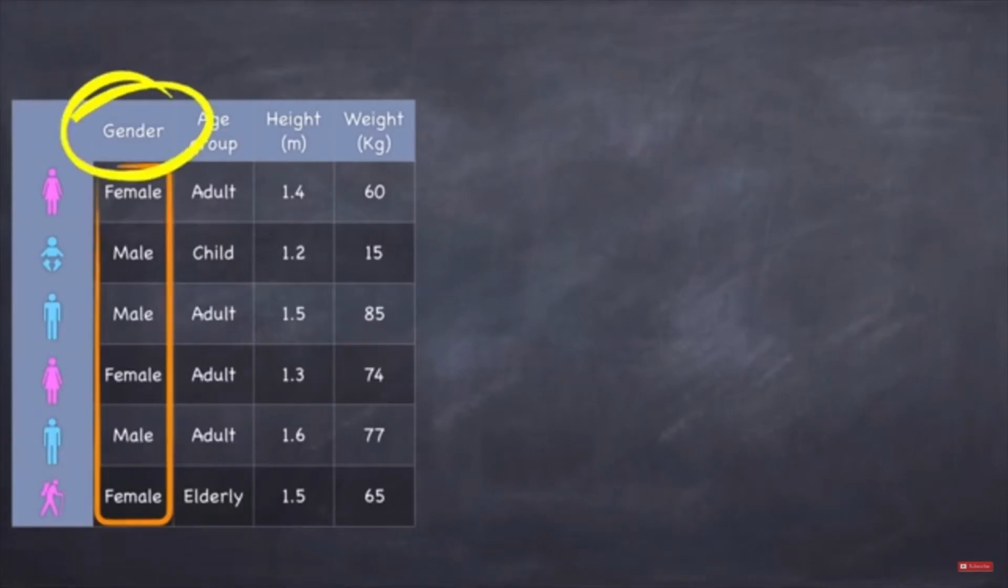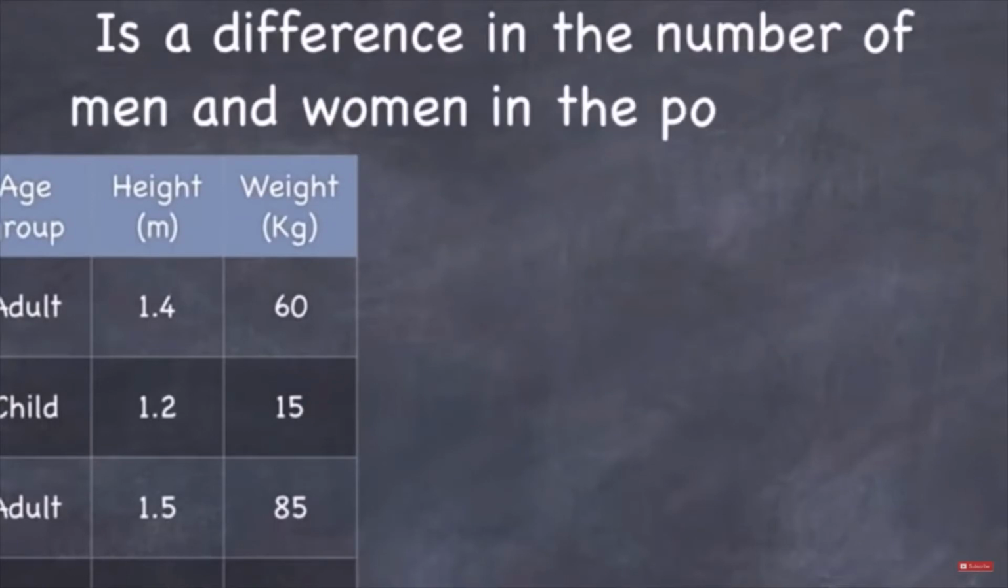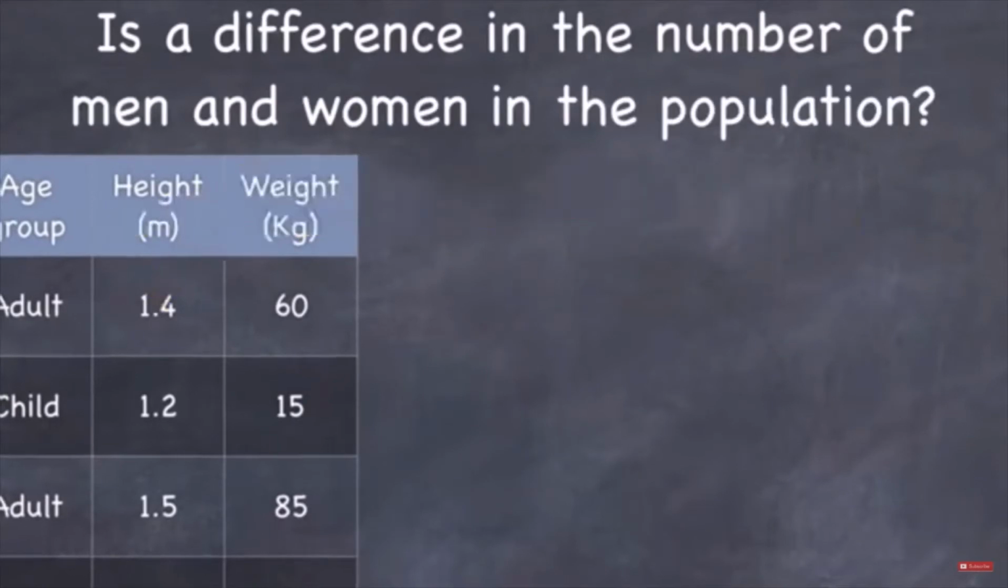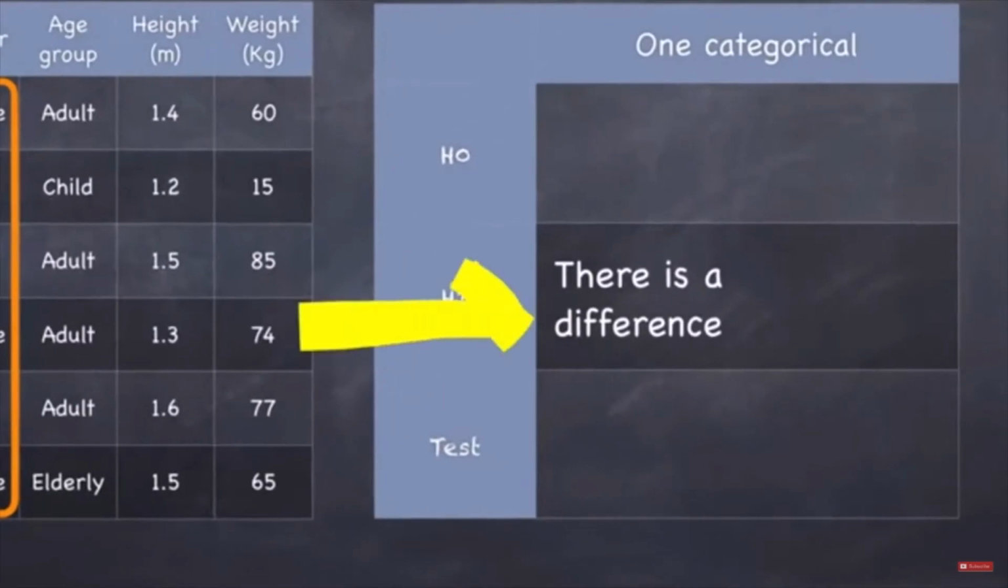Let's say we want to analyze some data and just use one variable. So a question could be, is there a difference in the number of men and women in the population? Really simple question. So is there a difference? That would be our hypothesis, that there is a significant difference between the number of men and women in a population.